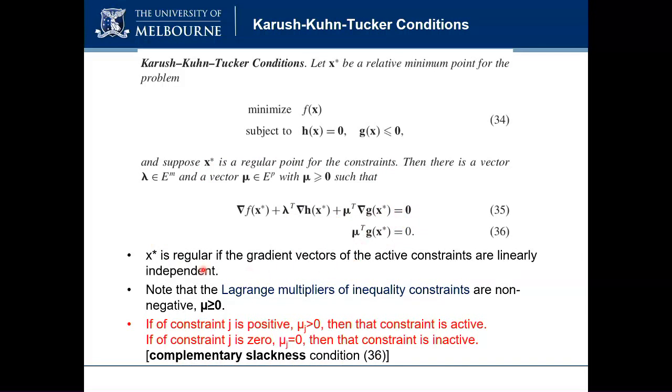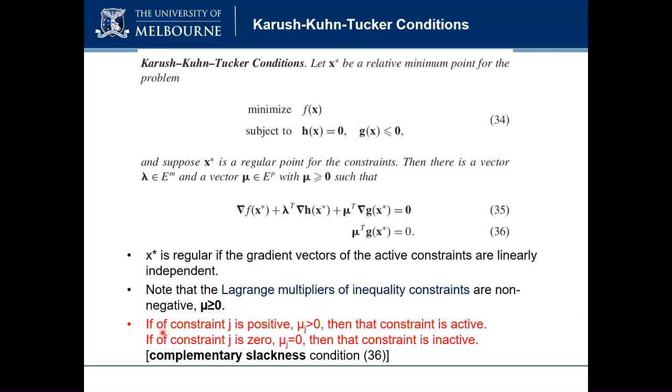So what does it mean? x star is regular if the gradient vectors of the active constraints are linearly independent. I'm going to illustrate this with the example in question 6. So we'll come to this. We note that the Lagrange multipliers of inequality constraints are non-negative. Lambdas can be anything, plus or minus, but mu's, if you write it in exactly the right way, need to be greater than or equal to 0, each of them.